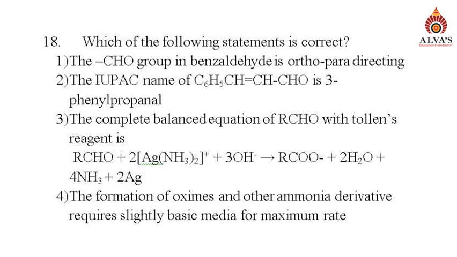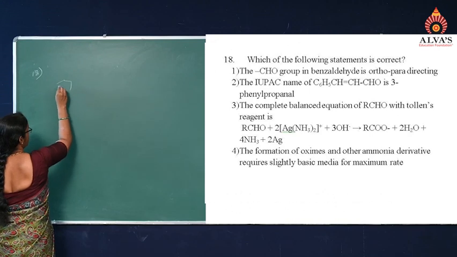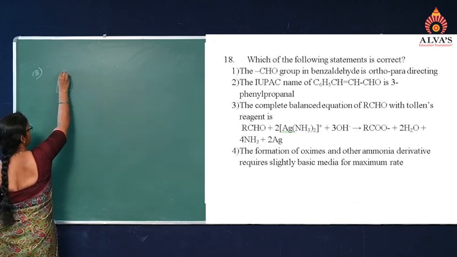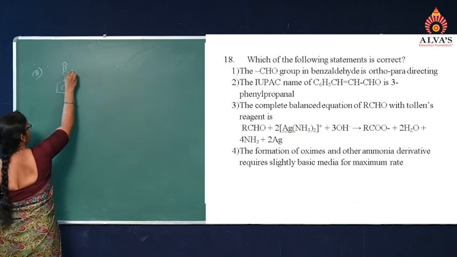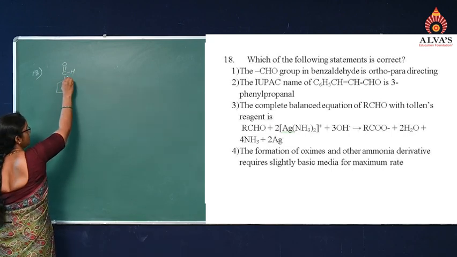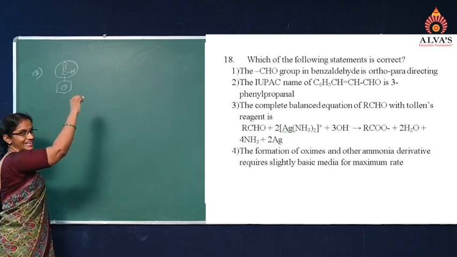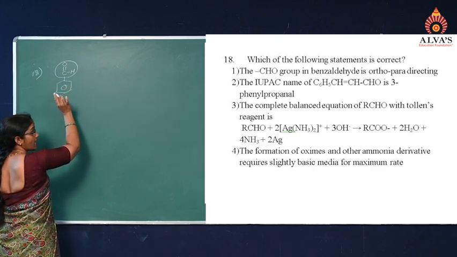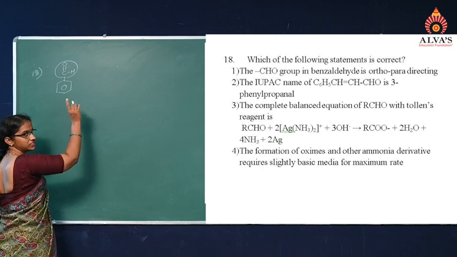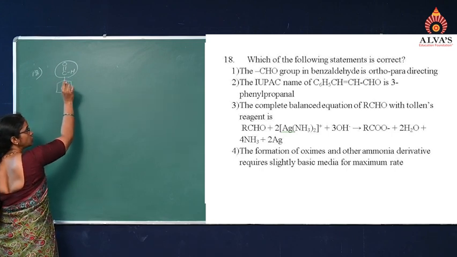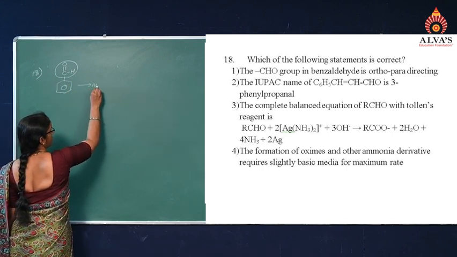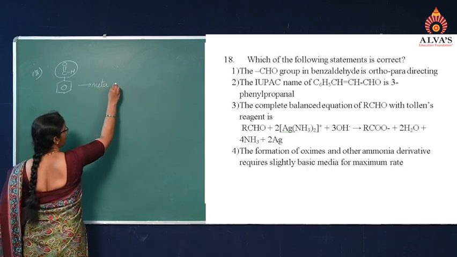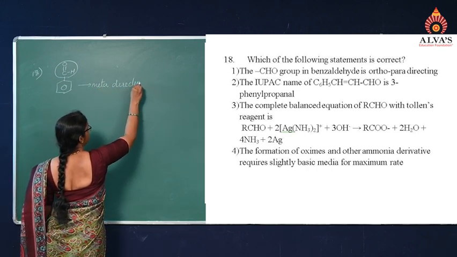CHO group in benzaldehyde is ortho-para directing group. No, we have studied that when C=O is directly attached to benzene ring, C=O groups are deactivators, and ring deactivators make ortho and para positions electron deficient. Hence, CHO group is meta directing and not ortho para directing. So it is a wrong statement.